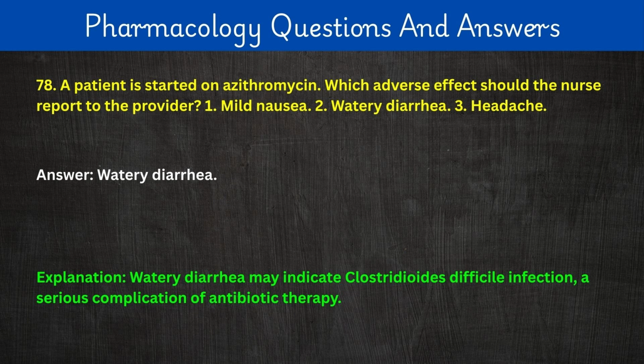78. A patient is started on azithromycin. Which adverse effect should the nurse report to the provider? 1. Mild nausea. 2. Watery diarrhea. 3. Headache. Answer: watery diarrhea. Explanation: watery diarrhea may indicate Clostridioides difficile infection, a serious complication of antibiotic therapy.